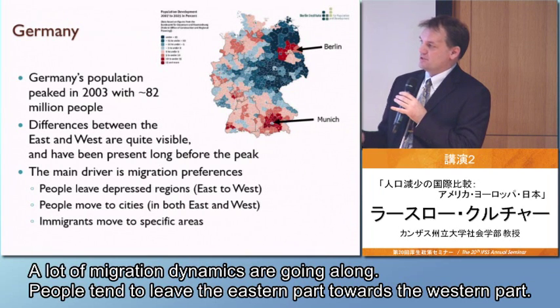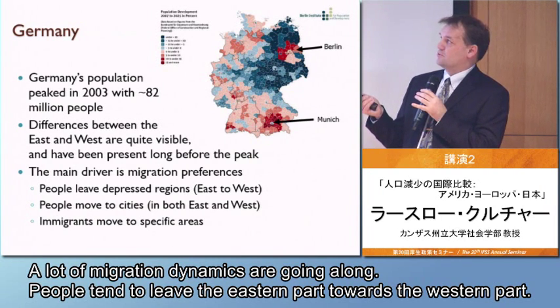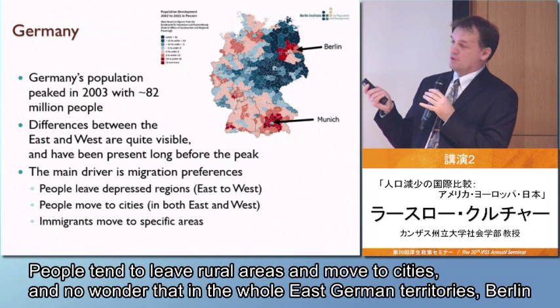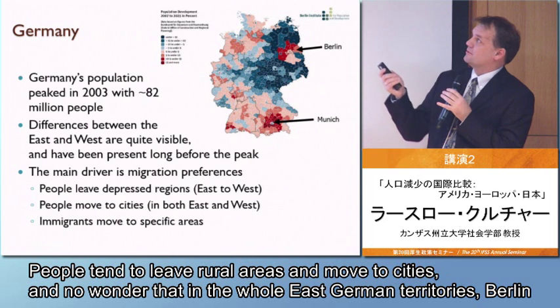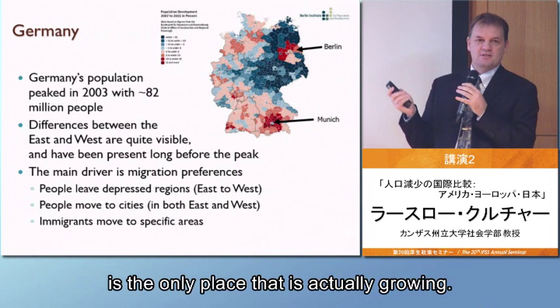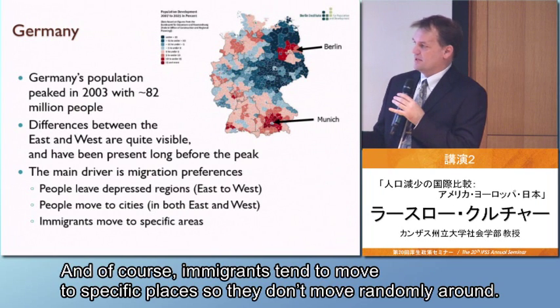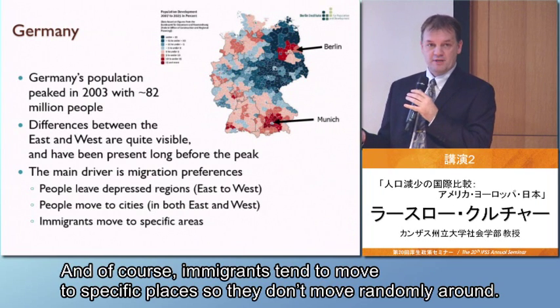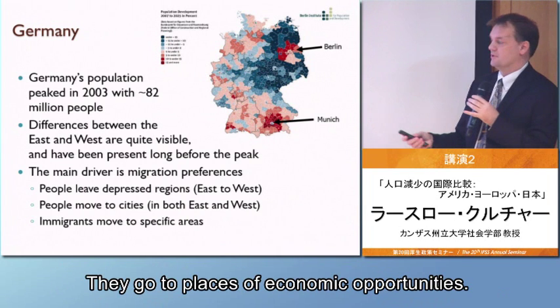A lot of migration dynamics are going on. People tend to leave the eastern part toward the western part. People tend to leave rural areas and move to cities. And no wonder that in the whole East German territories, Berlin is the only place that is actually growing. And of course, immigrants tend to move to specific places. They don't move randomly around. They go to places of economic opportunities.